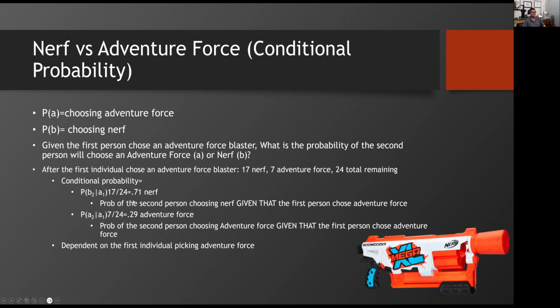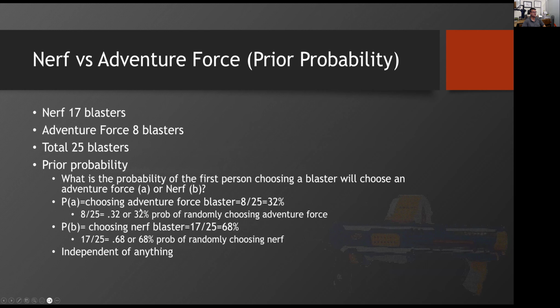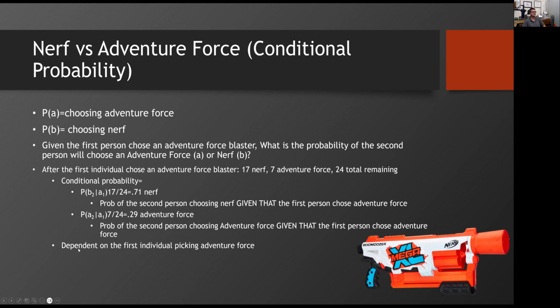So 17 divided by 24 is 0.71. The probability that the student will choose a Nerf blaster is 0.71, compared to the previous one, which was 0.68. So the probability has gone up just slightly. Similarly, what is the probability that the second individual will choose an Adventure Force blaster? Notice it says probability of A2 given A1. So what's the probability that the second person will choose an Adventure Force blaster given, that vertical line, given that the first person chose an Adventure Force blaster?